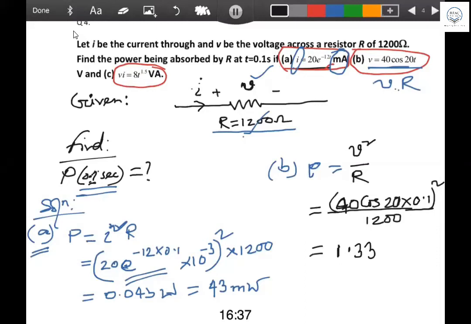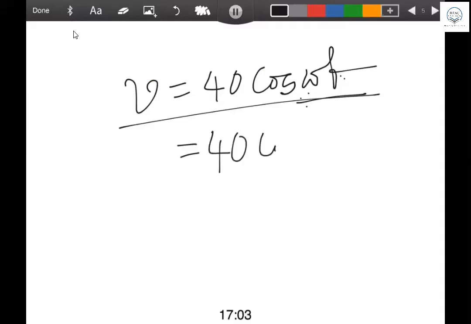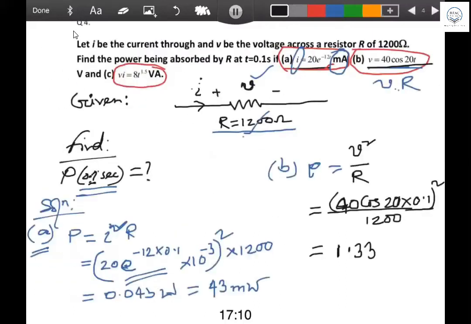The reason is, if you see the equation V equal to 40 cos 20t, which is like, I'm just writing here, V equal to 40 cos omega t, the equation. So omega t, omega is in radian per second. This 20t means radian per second, not degree mode. So you are writing this 20 radian per second, omega. So your calculator should be in radian mode.